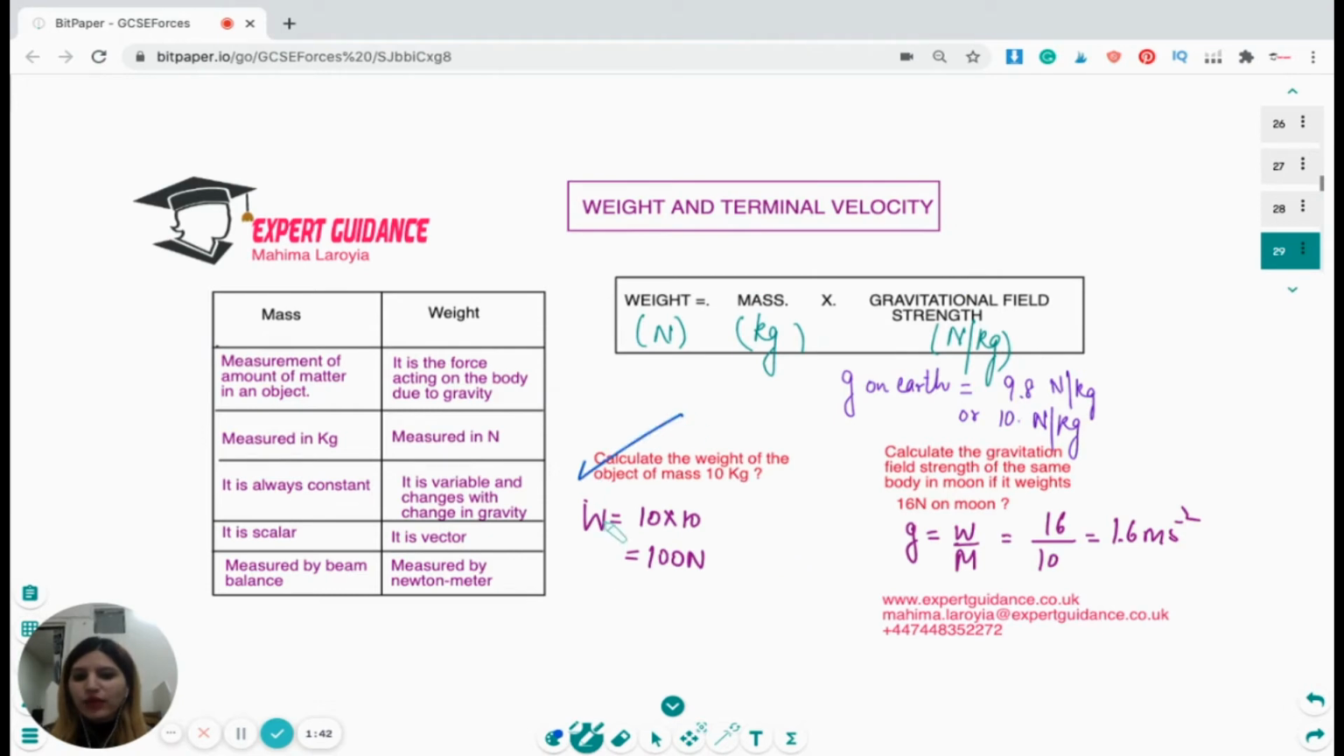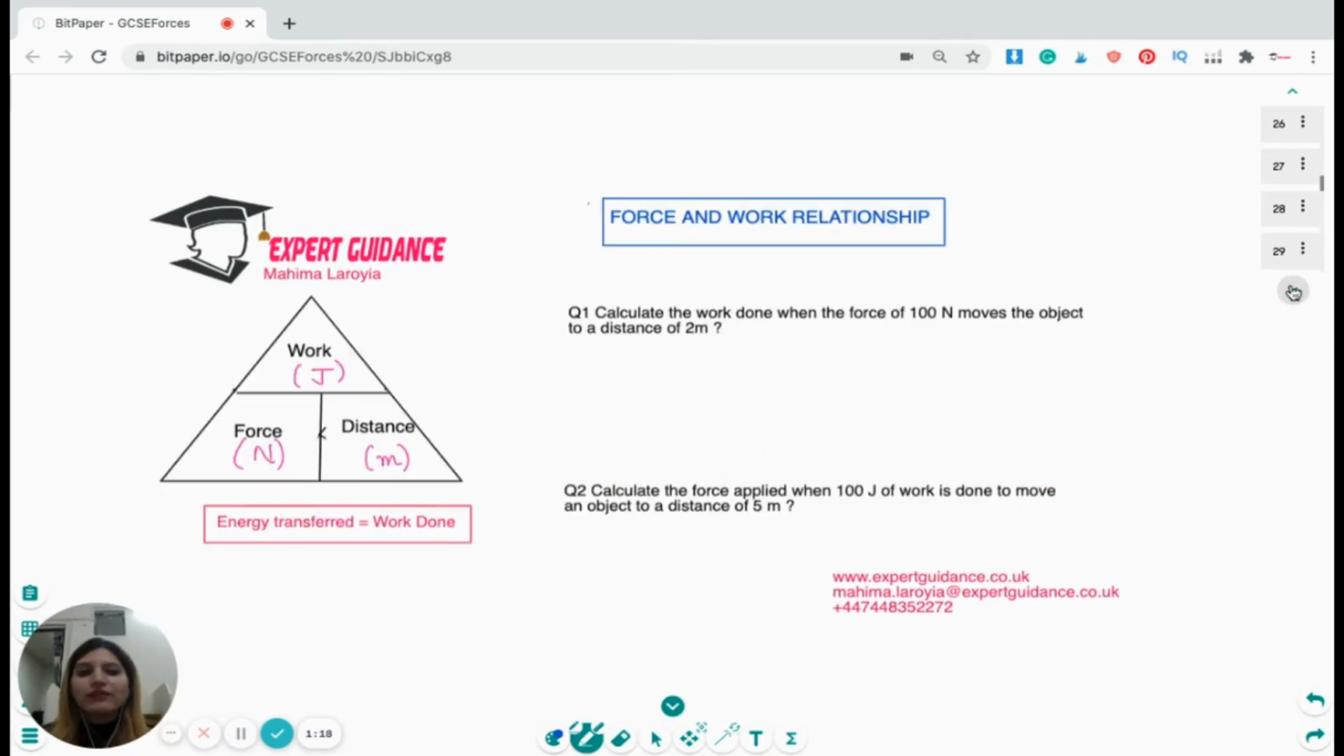For the first question, weight is mass times acceleration, so 10 times 10, which is 100 newtons. For the second one, if we rearrange this formula, the gravitational field strength is weight divided by mass. The weight is 16 newtons. The mass of this object originally was 10 kgs. So 16 over 10 is 1.6 meters per second squared, which is the acceleration on the Moon. So you have to remember this expression and how to rearrange it to work out your answer.